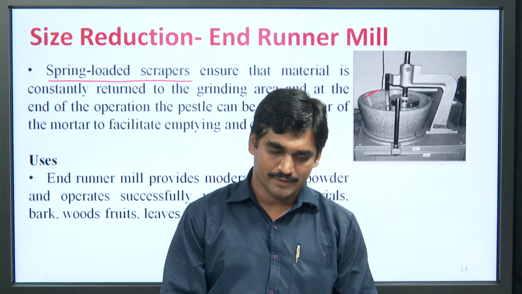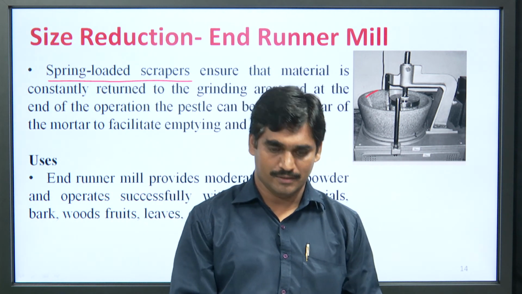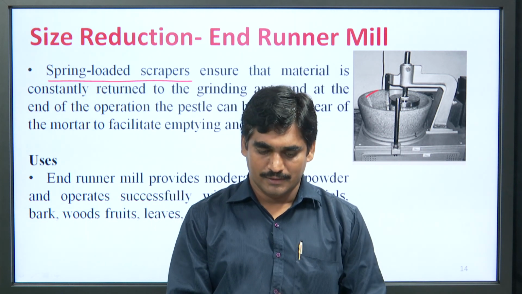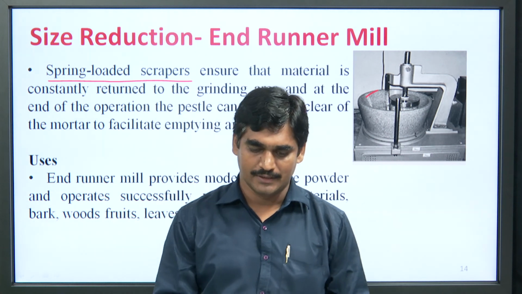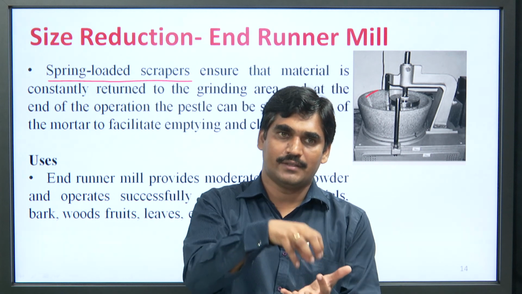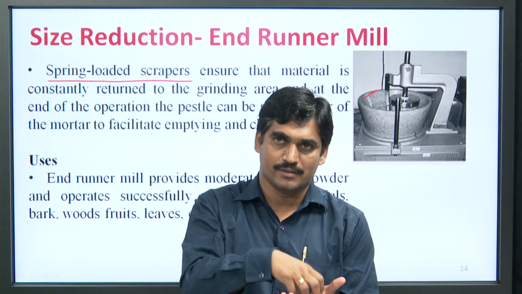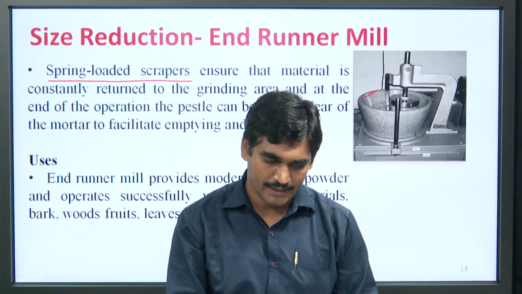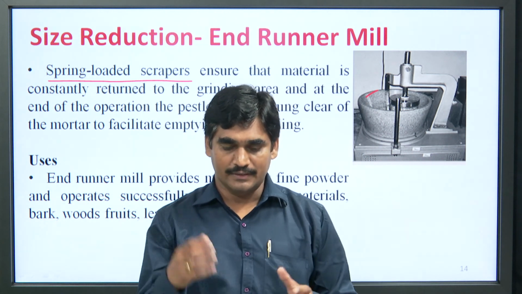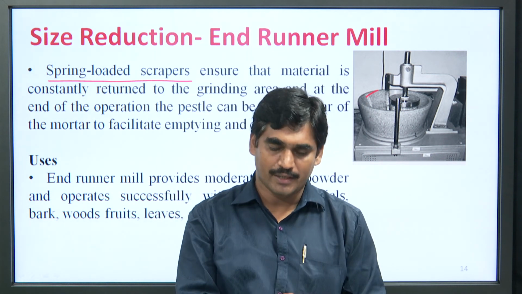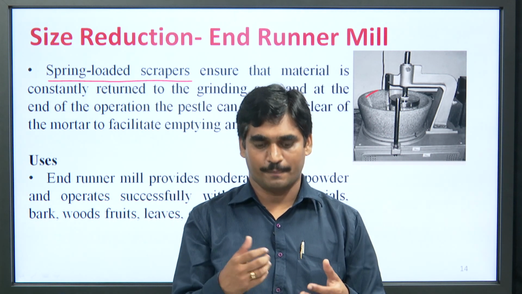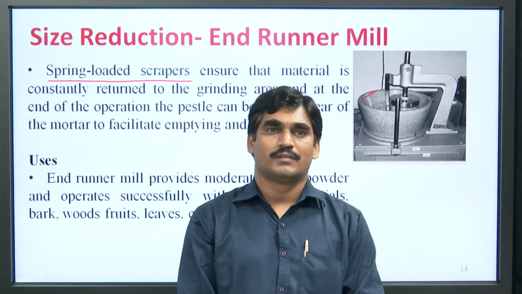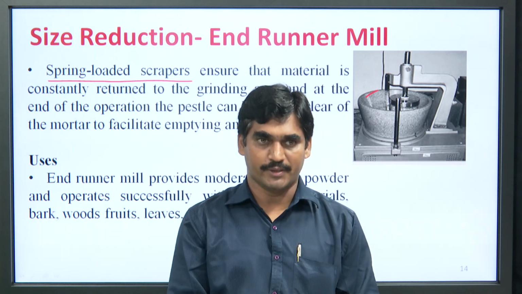Uses of the end runner mill. The end runner mill generally provides moderately fine powder and operates successfully with fibrous materials. Since we are using a heavy weight pestle in this end runner mill, the materials are crushed into very fine particles. In this case fibrous materials like barks, wood, fruits, leaves, etc., can be used for size reduction. So, this mill can be used for size reduction of crude drugs mainly, or fibrous materials.